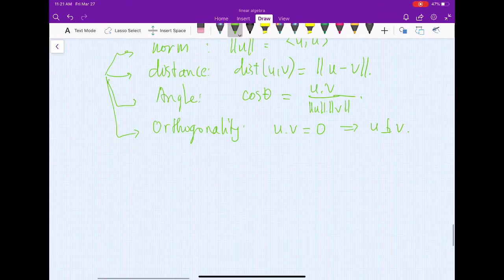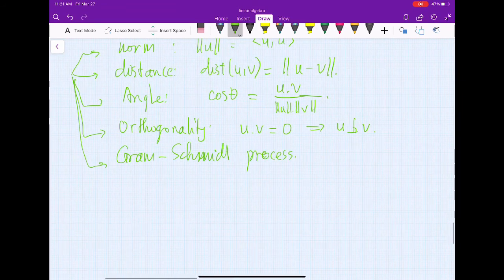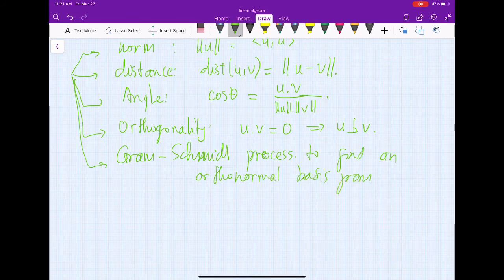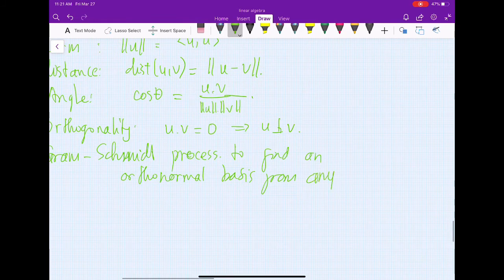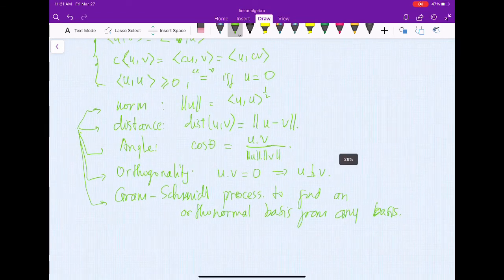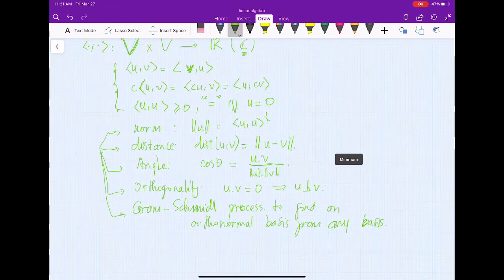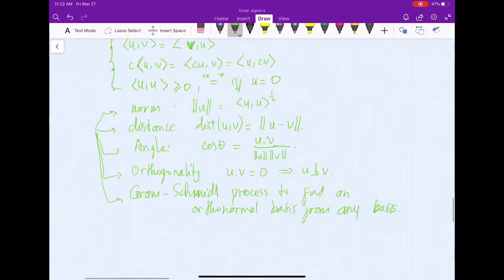Once you have orthogonality, you can use the Gram-Schmidt process to find an orthonormal basis from any basis. Makes sense? So that is the whole geometry of an inner product space. Okay, let's consider the following example.